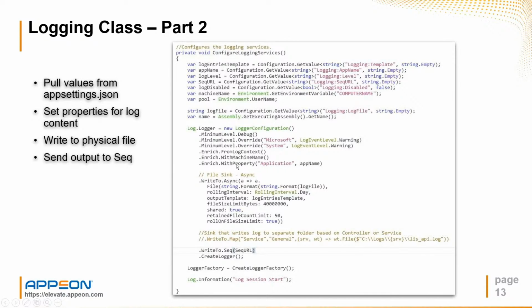There you can enrich your log content with different properties. And I mentioned writing to the concept of sinks in Serilog. What you do is you write to a sink, and in this case the file sink is a physical file. So you're writing out to a file format that has a particular template. You can also write to the Windows event log, and I also have a separate sink for Seq. And then once you've defined that, you create the factory, and then you can start logging.